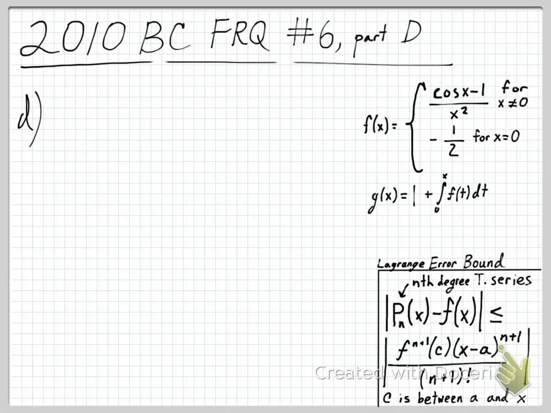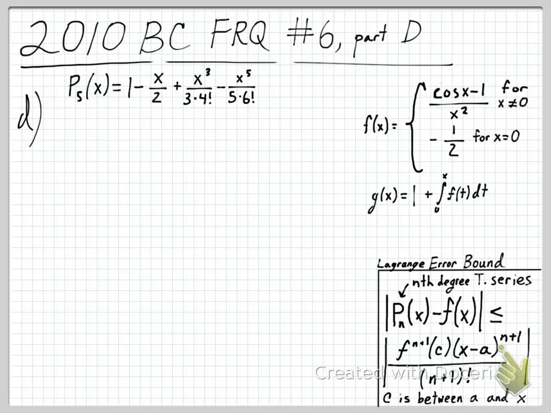I'm going to do one more example, this time from the 2010 FRQ. In part C, we figured out the fifth degree Taylor polynomial for g about x equals 0. I'm not going to show how exactly to do that, because I'm assuming you already know about the Taylor series. And part D says, the Taylor series for g about x equals 0, evaluated at x equals 1, is an alternating series with individual terms that decrease in absolute value to 0. Use the third degree Taylor polynomial for g about x equals 0 to estimate the value of g at 1. Explain why this estimate differs from the actual value of g at 1 by less than 1 over 6 factorial.